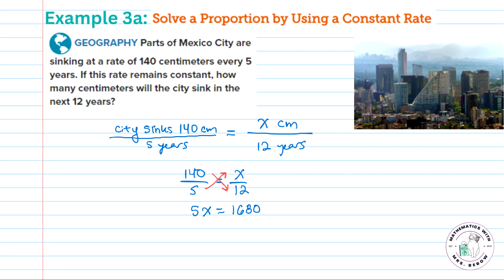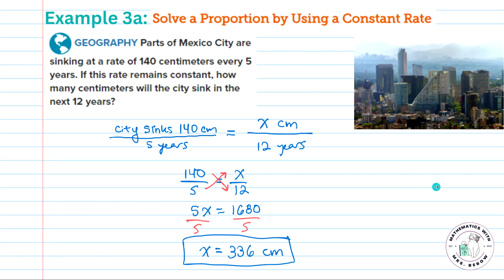And then our last step here is to divide both sides by 5. And we get X equals 336. And then we can add our label of centimeters. So in the next 12 years, the city is predicted to sink 336 centimeters. And then that's it for that question.